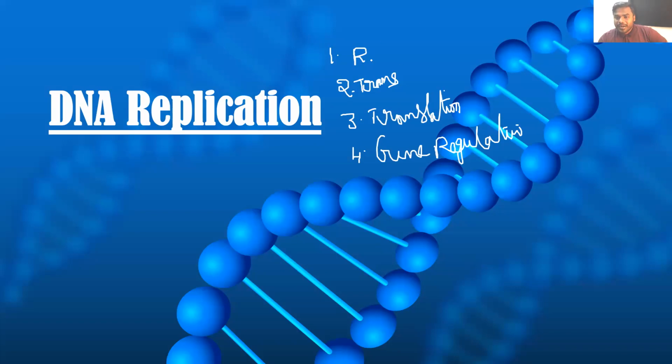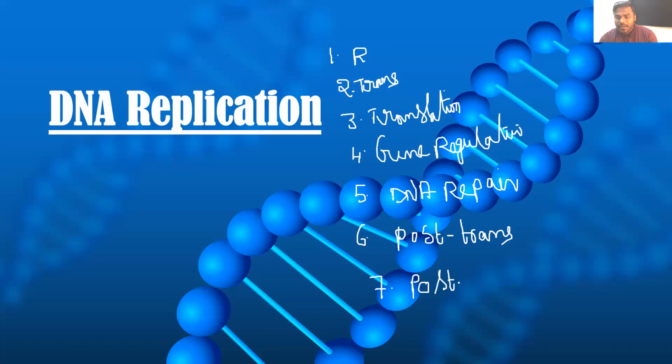So we have to read replication, transcription, translation, as well as gene regulation in case of a prokaryotic organism, and also in case of a eukaryotic organism. Apart from this, what else we have to read? We should also read a separate concept called DNA repair mechanisms. Apart from this, what should we read? When we are reading transcription, we have to read the post-transcriptional processes also. At the same time, my friends, we should also read the post-translational processes in a very brief and elaborative manner.